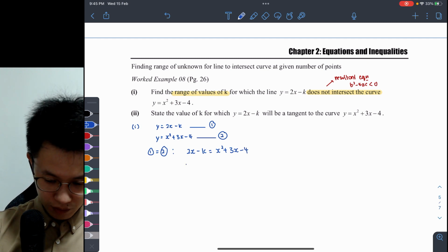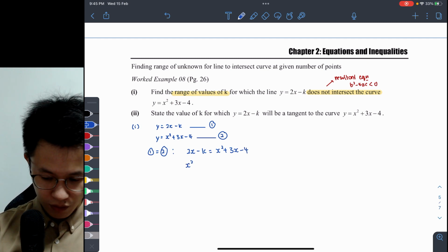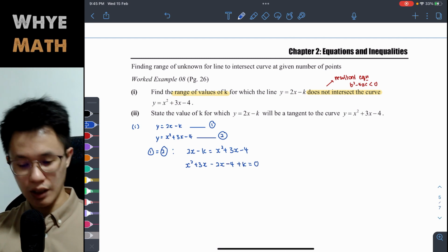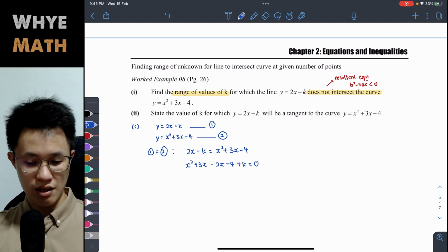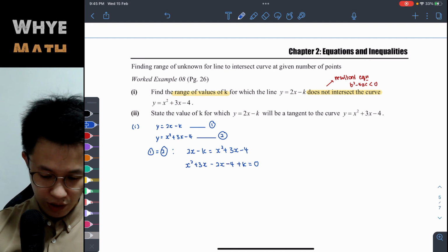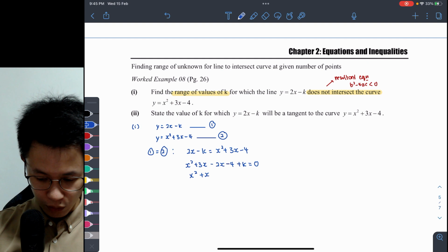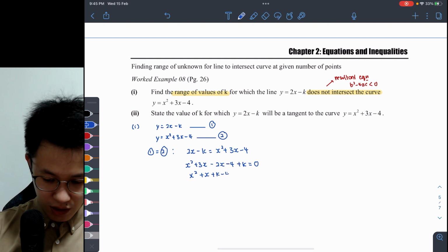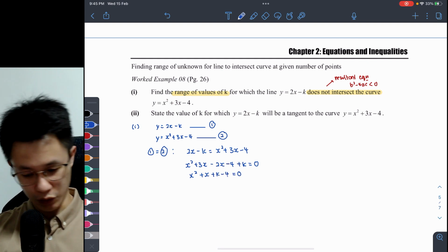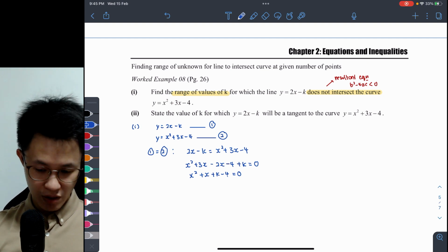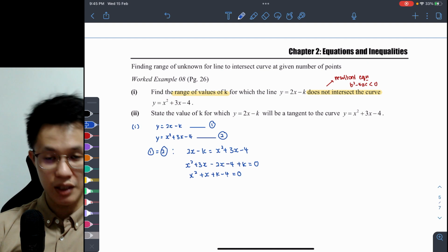And then you just manipulate it. You will have x squared plus 3x minus 2x minus 4 plus k equals 0. It's very important that you make the resultant equation's right hand side equal to 0. So I will have x squared plus x plus k minus 4 equals 0. I actually skipped a lot of steps of manipulation here, so do take note of some of the little things that I did not do. So once I have the resultant equation, I can actually use b squared minus 4ac.